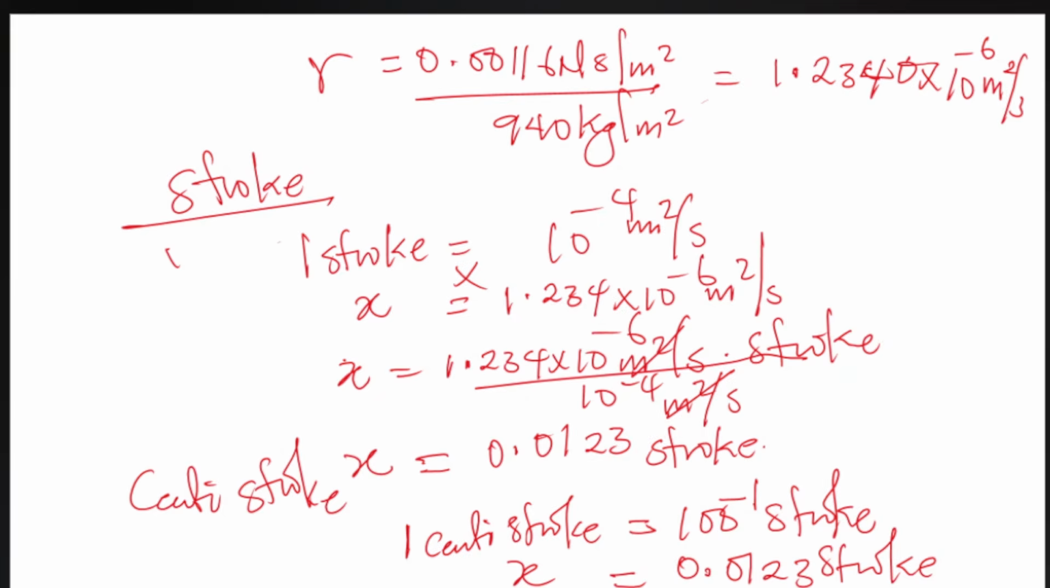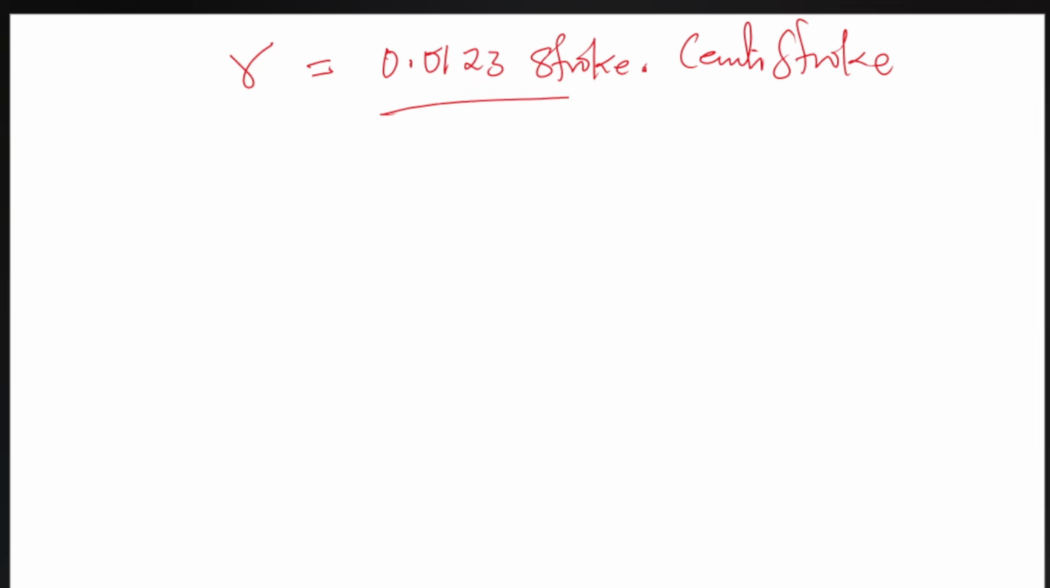Now let's go to a new page. If you cross multiply, you simply have that your kinematic viscosity in centistrokes will be equivalent to 0.0123 strokes multiplied by centistrokes, and this will be dividing 100 raised to the power of -1 strokes. So strokes will cancel out strokes and you're left with centistrokes.